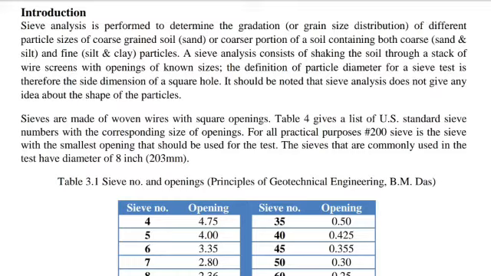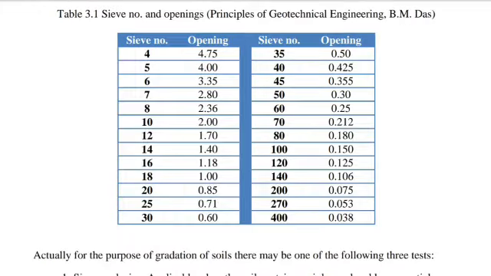Sieves are made of woven wires with square openings. Table 4 gives a list of US standard sieve numbers with the corresponding size of openings. For all practical purposes, the No. 200 sieve is the sieve with the smallest opening that should be used for the test. The sieves that are commonly used in the test have a diameter of 8 inch, 203 mm. Table 3.1 shows you sieve number and openings.